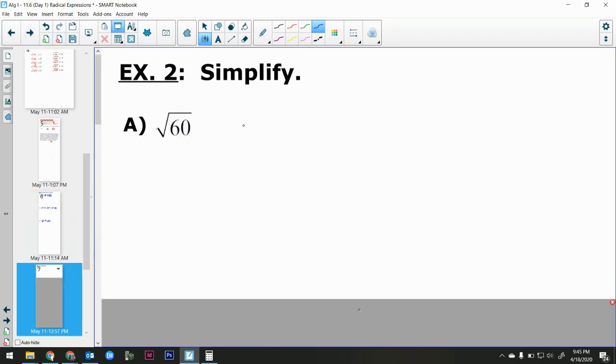Okay, let's take a look here. Now, I'm going to teach you 2 different methods on simplifying these square roots. That's why there's 2 days of this. Today, what I'm going to teach you is called the factor tree method. The next day's lesson, section 11.6, day 2, is going to be removing square roots, and I'll talk about what that means when I get there.